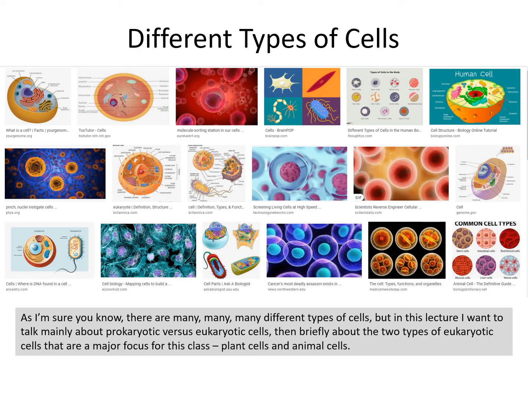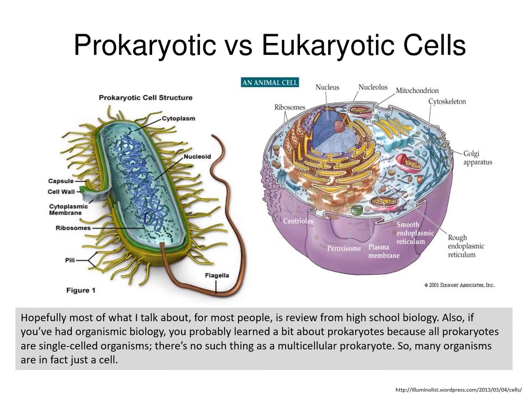As I'm sure you know, there are many different types of cells, but in this lecture, I want to talk mainly about prokaryotic versus eukaryotic cells, then briefly about the two types of eukaryotic cells that are a major focus for this class, plant cells and animal cells. So hopefully most of what I talk about for most people is review from high school biology.